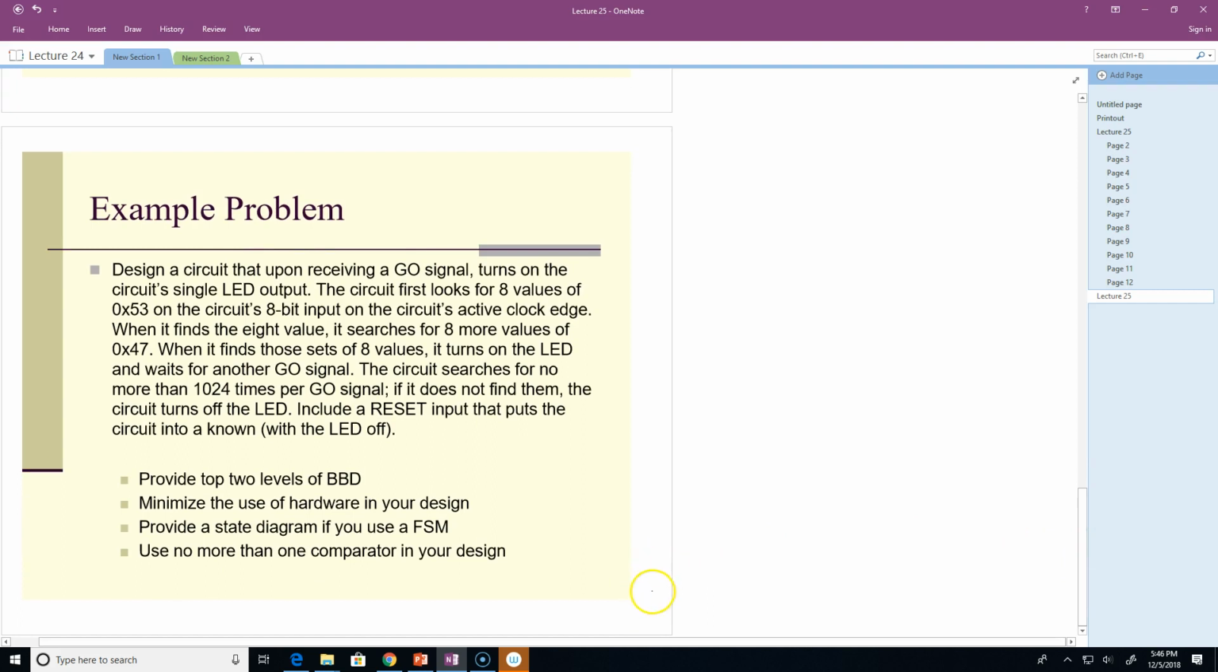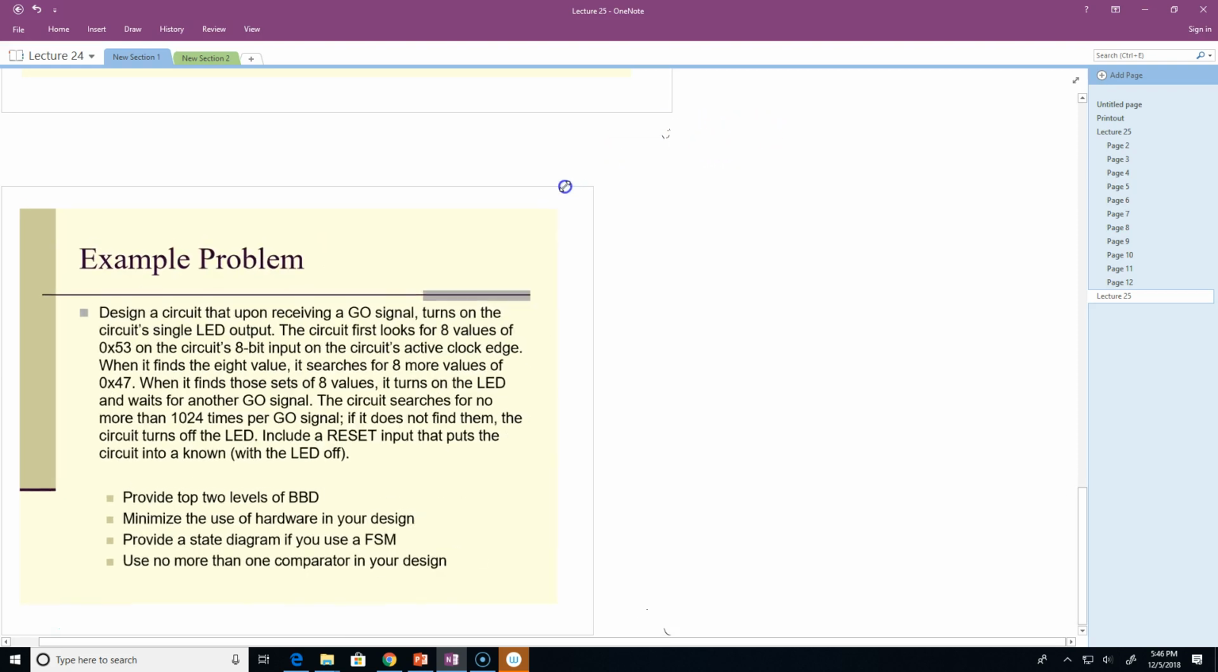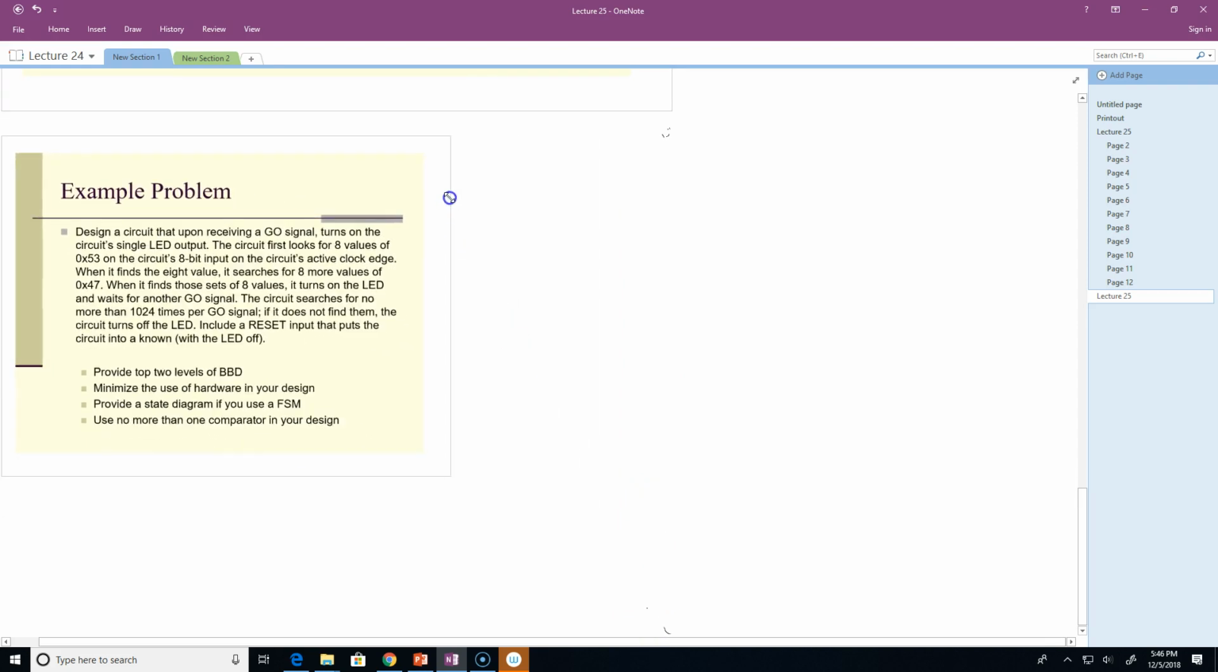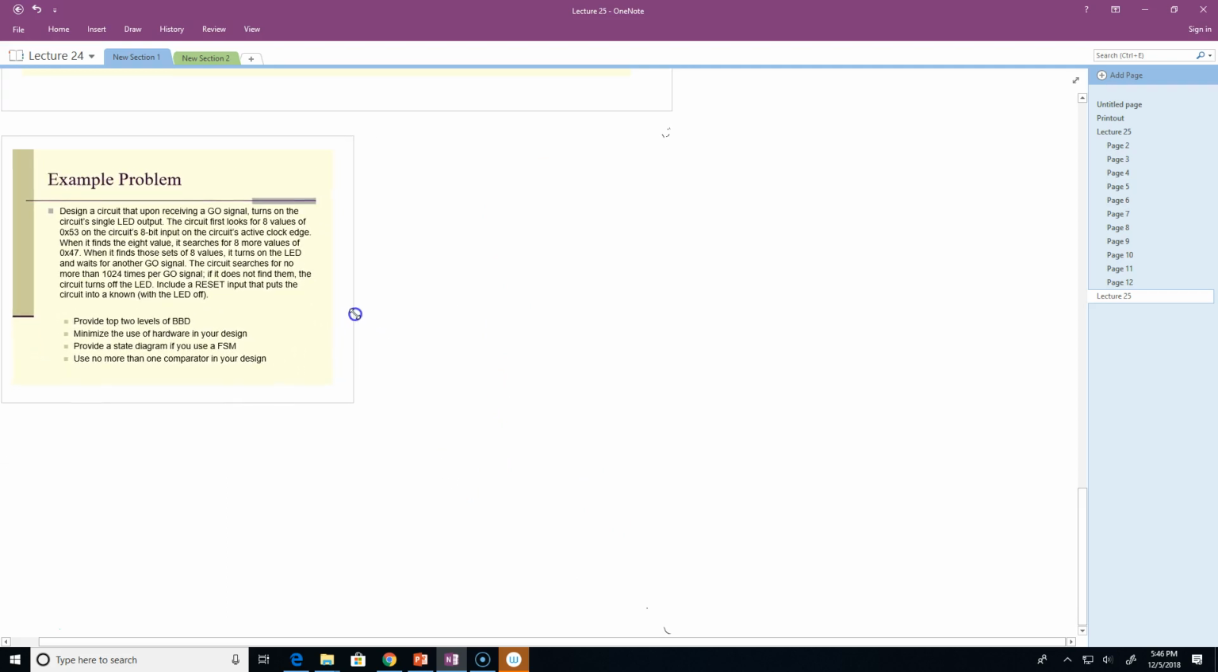So, the example problem of the day. Let's see if I can shrink this thing. I'm having trouble shrinking it, so I'll shrink it from the other thing. Shrink, shrink. I need the space to solve the problem.